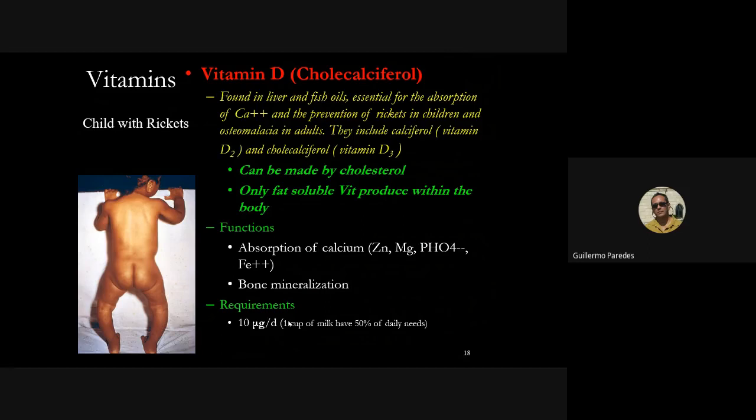So what is the material that the skin uses to produce vitamin D when it's exposed to the sunlight? It is cholesterol.